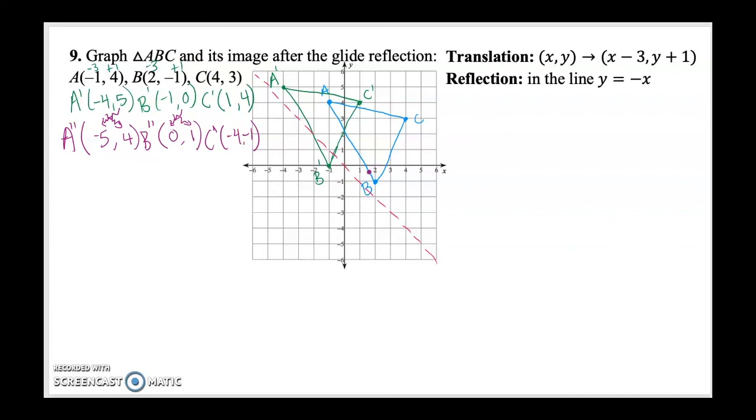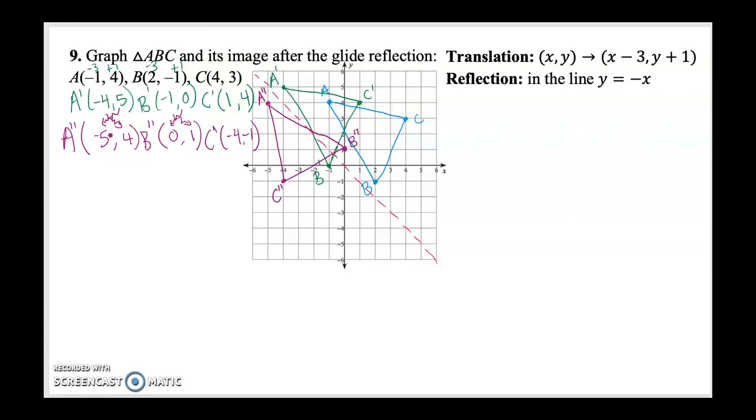So -5, +4 puts us right here. That's A double prime. Then B double prime is at 0, 1. And then C double prime is at -4, -1. But if I look, that does look to be the correct reflection across this line for this shape.